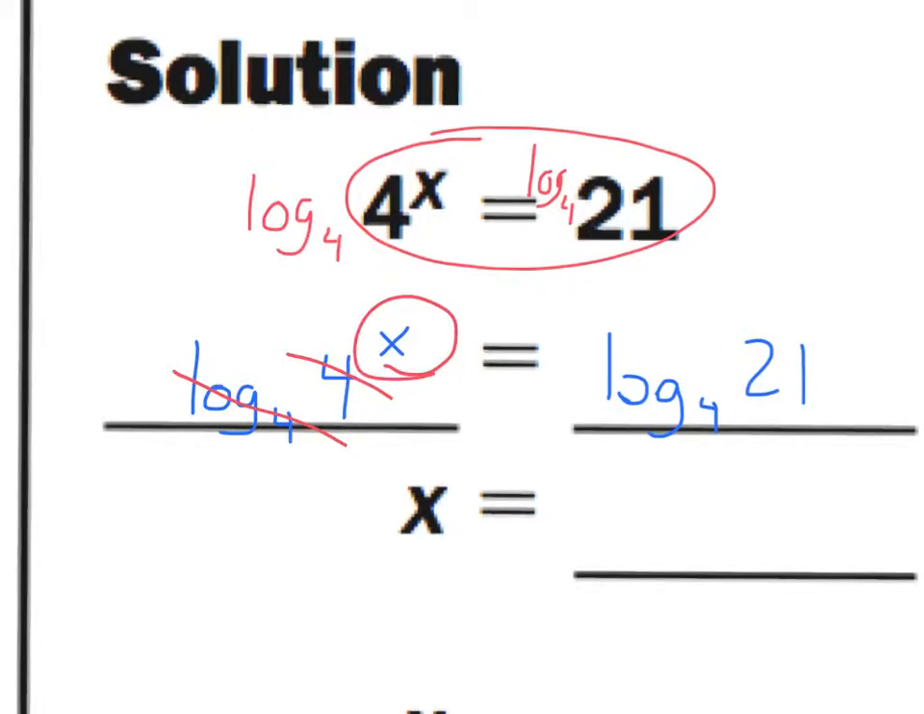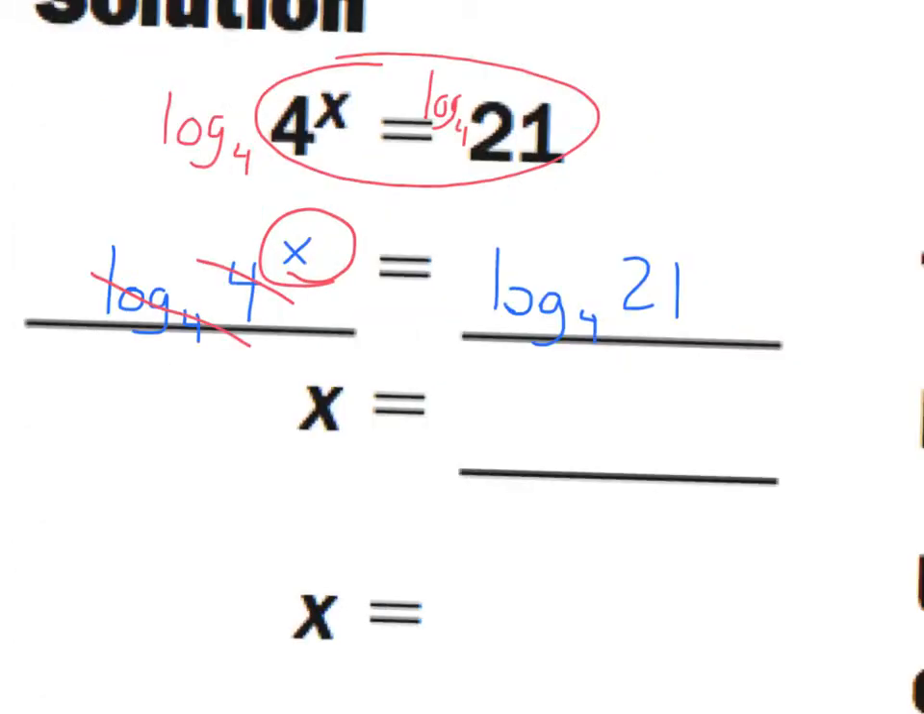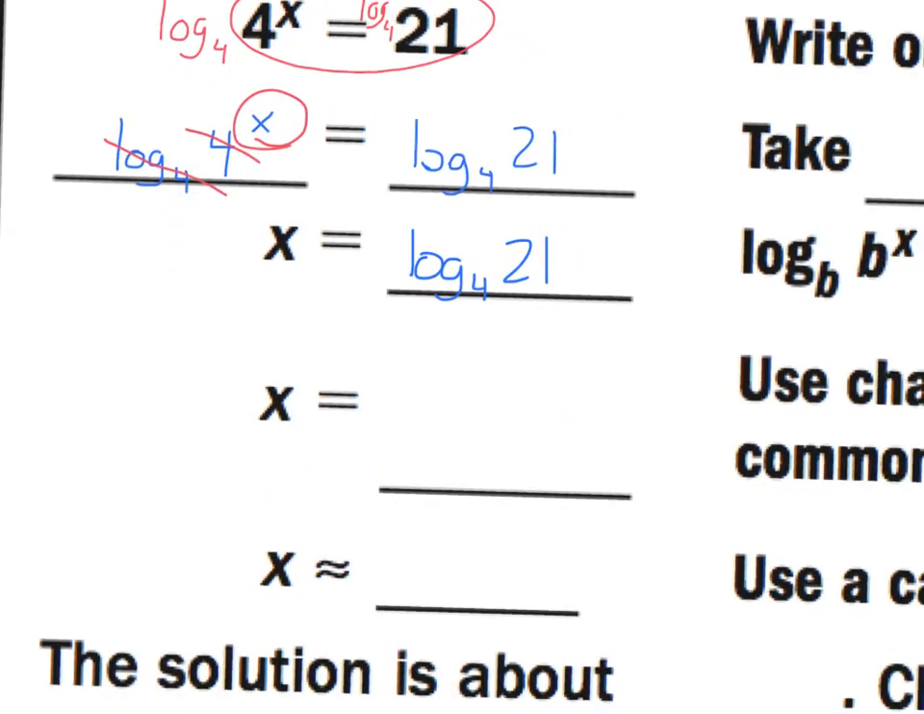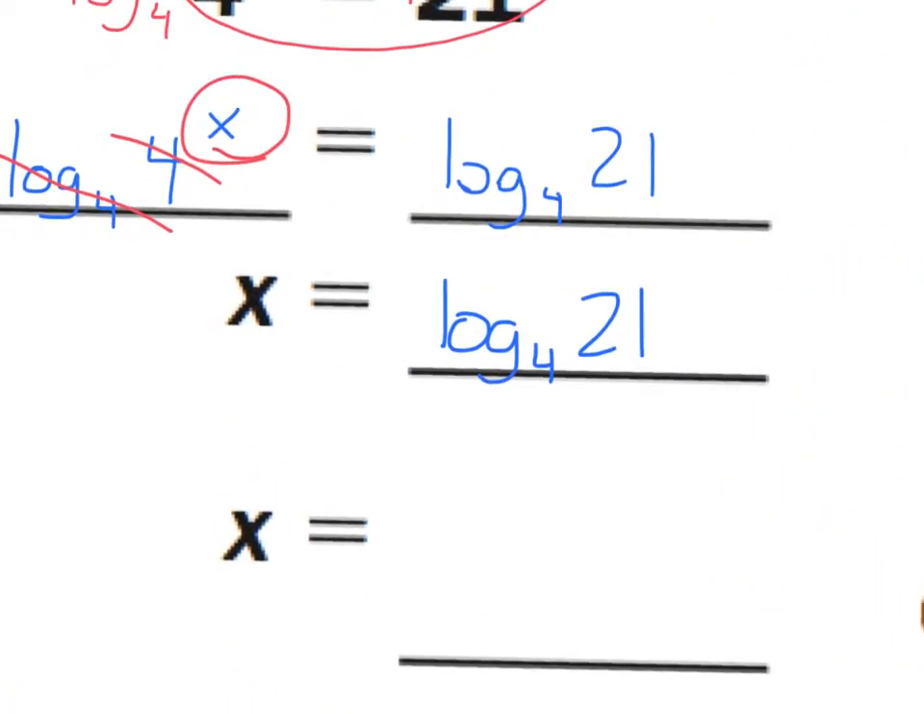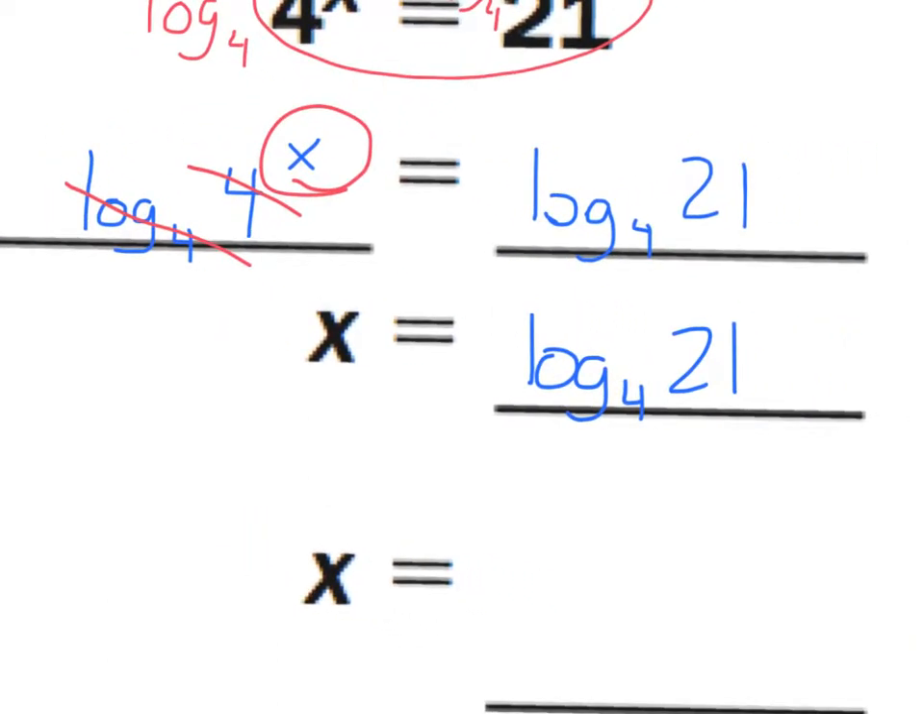Why do they drop out? Log base 4 of 21, wouldn't they cancel out with each other, the log 4 and the 21? No, just log base 4 is on both sides. Not on both sides, but they can be on both sides, but that's not the function of this one.